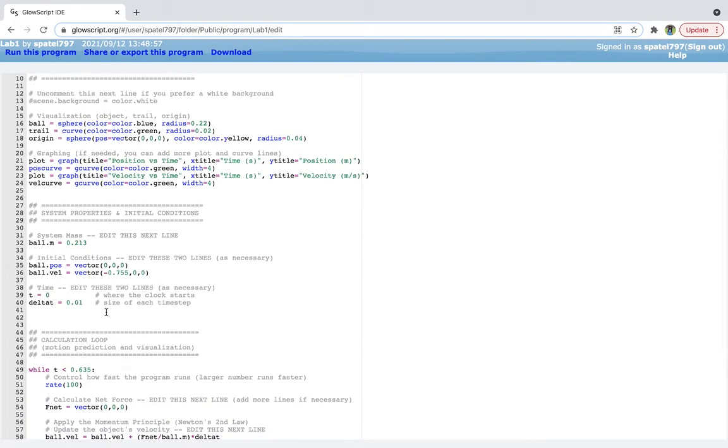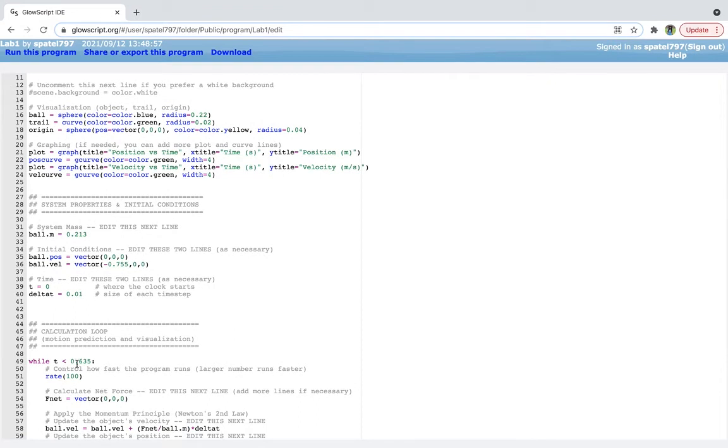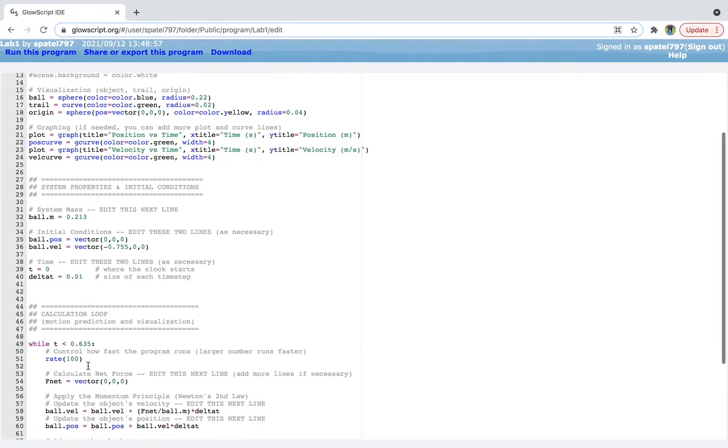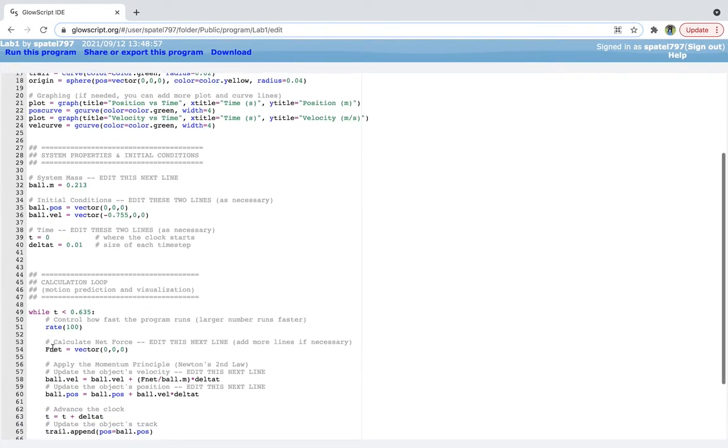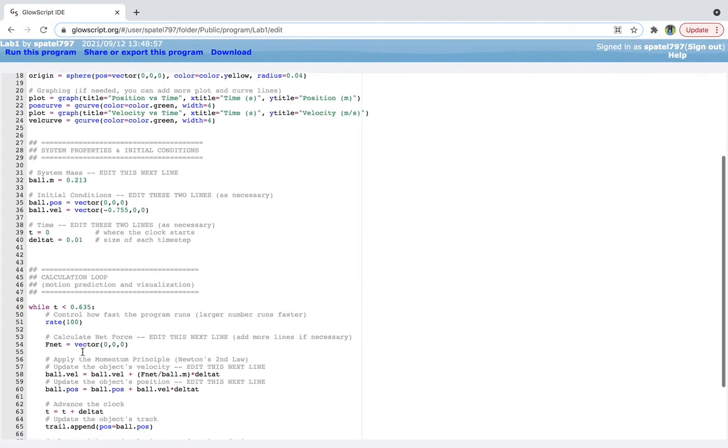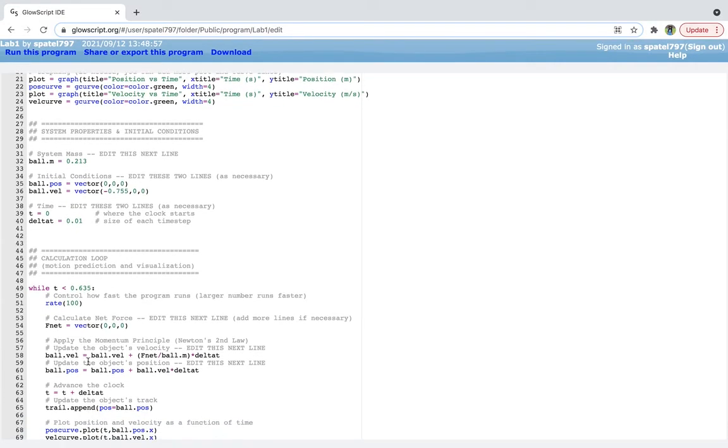Next, we also needed to stop the code at t less than 0.635 seconds, because that is the time of the last observation that we made. We also had to change the f-net vector to equal 0, because if the velocity remains constant, meaning v final is equal to v initial, then f-net should also be 0. We also changed the velocity and position equations to the same format as the updated velocity and updated position formula shown in slide 2 of this slideshow.